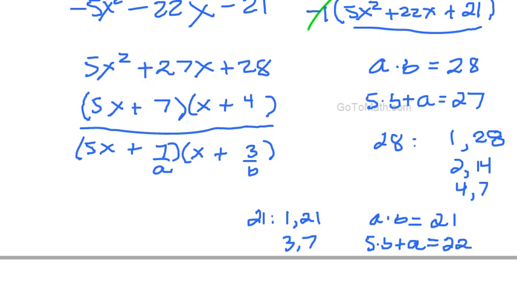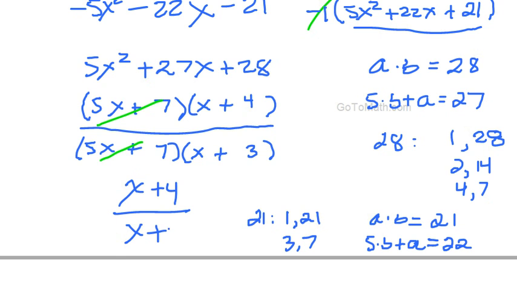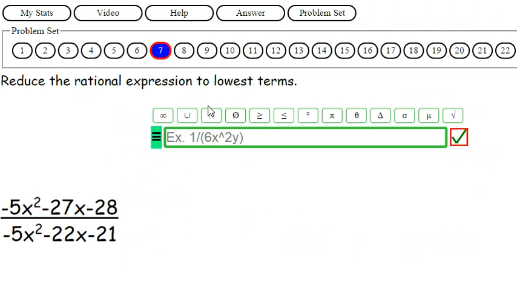Alright. I hate to erase stuff, and it's not a good practice to erase, but here we go. We can now cancel some things out. We have 5x plus 7 in the numerator and 5x plus 7 down in the denominator, and we're going to be left with x plus 4 over x plus 3. And of course, remember our negatives canceled out, so there you go. x plus 4 over x plus 3.